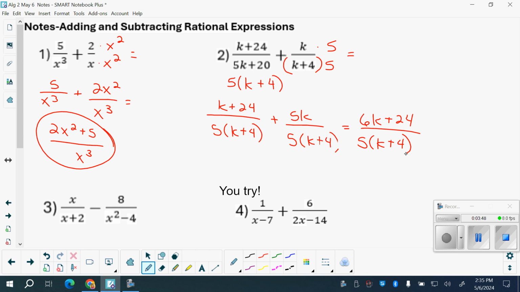So right now it looks like we can't cancel, but can we factor that numerator? Yes, we can factor out, what can we factor out? 6. So this would be 6 times k plus 4 over 5 times k plus 4. So if we didn't factor that, we might not see that we can cancel out. What can we cancel out? The k plus 4. And we get 6/5.